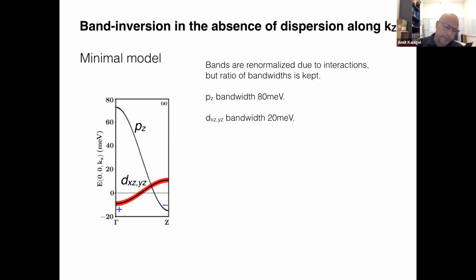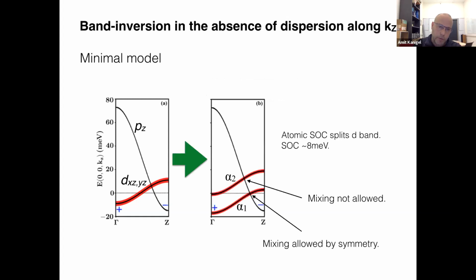Okay, so this is the dispersion before we turn on the spin-orbit coupling. When we turn on first a spin-orbit coupling between the d orbitals, we get this splitting that is responsible for alpha 1 and alpha 2. We use here a spin-orbit coupling which is very small. It's only 8 millielectronvolts, but because the bandwidths are so narrow, this 8 meV is not negligible compared to the bandwidth, and it plays an important role.